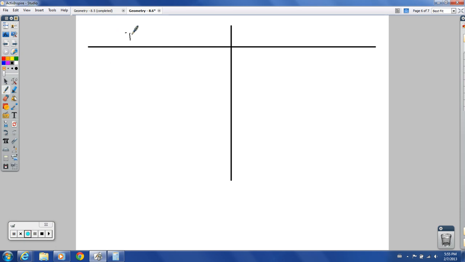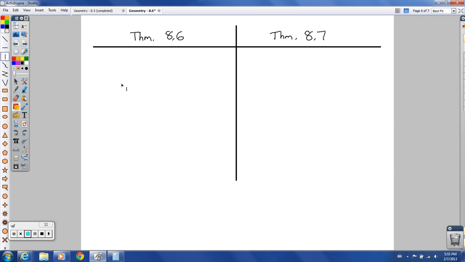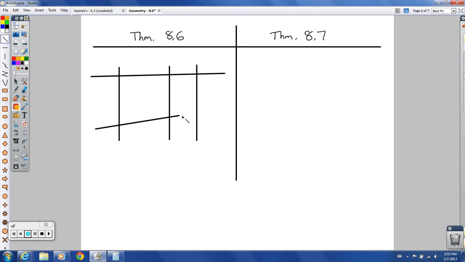Let's take a look at two other theorems that show up in this lesson. So Theorem 8.6 doesn't have a special fancy name. We just call it Theorem 8.6. This one, Theorem 8.7. So here's the two theorems we have here. Let's draw some vertical lines in. And then draw in some other lines. Make that one more or less horizontal, this one a little bit of a slant. And let's put the arrows at the end of each one of those.